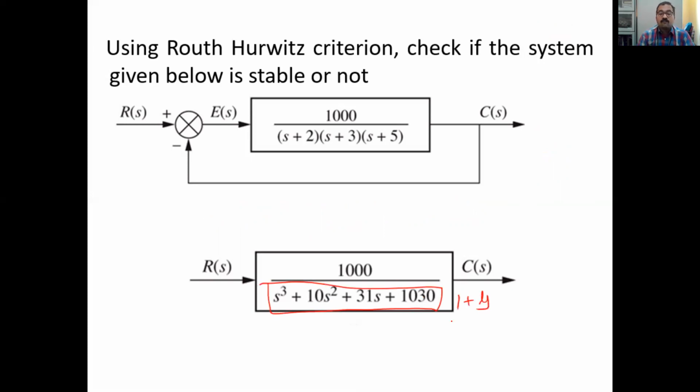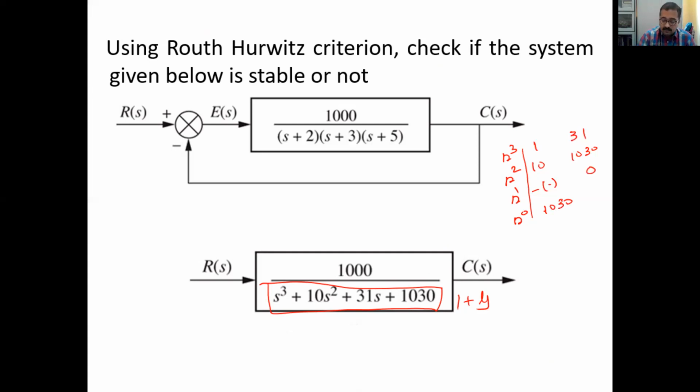Fine. Now what next? We have to create a Routh table. It should start from s cube, the highest power of s, down to s raised to 0. What is the first row? 1, 31, alternate elements. All the remaining entries will constitute the second row: 10, 1030. So what will be the next thing? 10 into 31 minus 1 into 1030, whole divided by 10. Anyway, it's negative. What will be the next element in this row? It will be 0 because there is nothing to compute. What will be the next entry corresponding to s raised to 0? Minus 10 into 0 minus 0 divided by this, that means 1030.